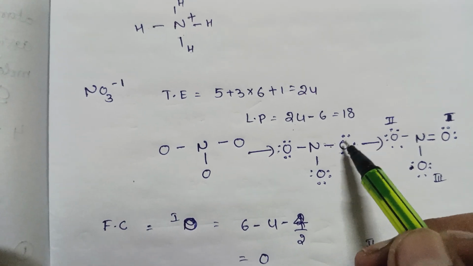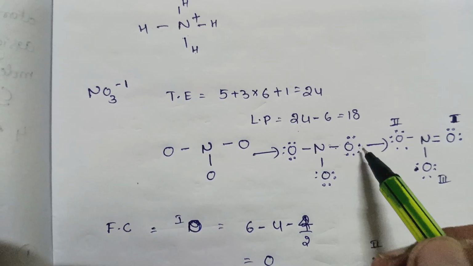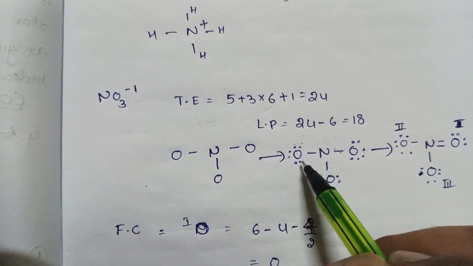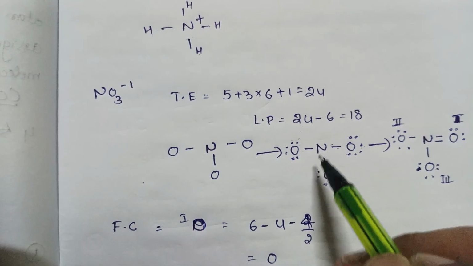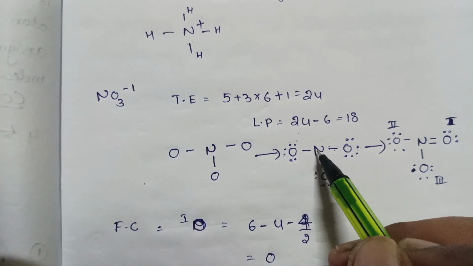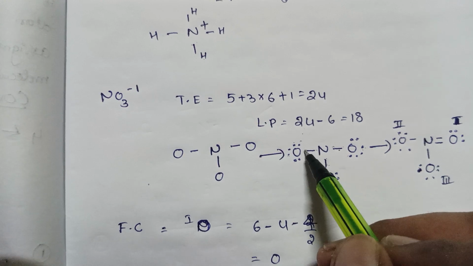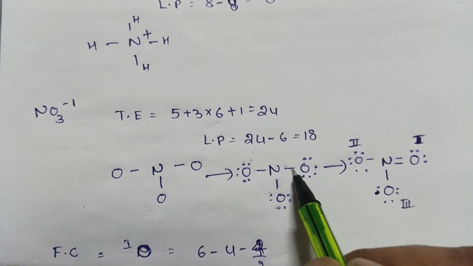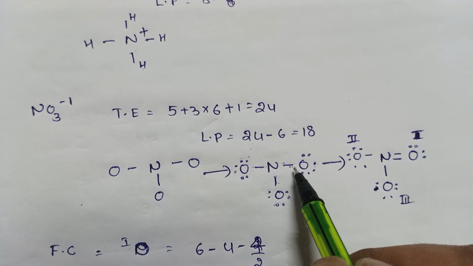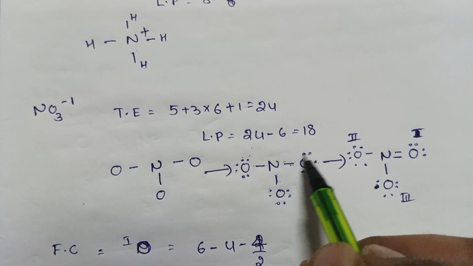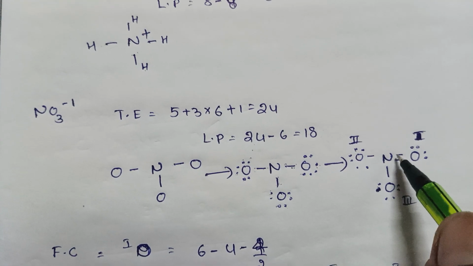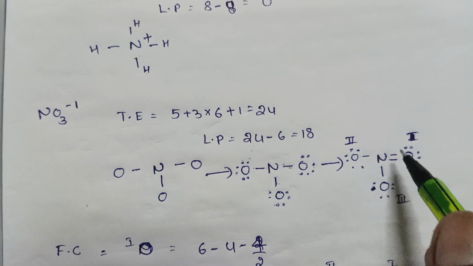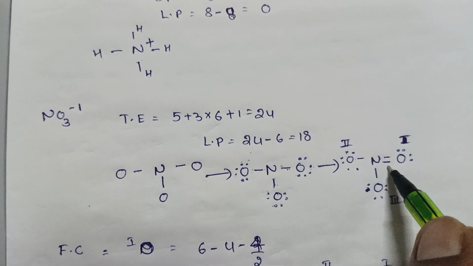If we count for the oxygen atoms, 8, 8, 8. The 3 oxygen atoms satisfy the octet rule. If we observe nitrogen, it has 6, so nitrogen is not satisfying the octet rule. If we write two of these electrons as a bond, nitrogen has 8. Now nitrogen also satisfies the octet rule.